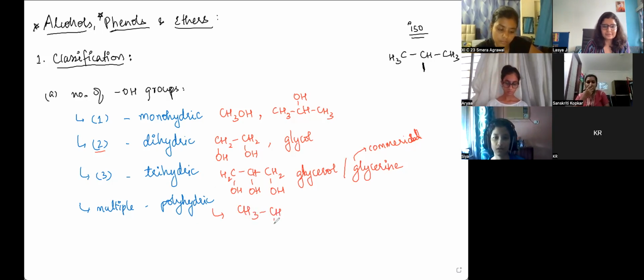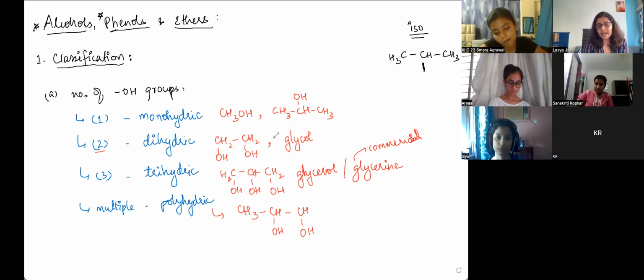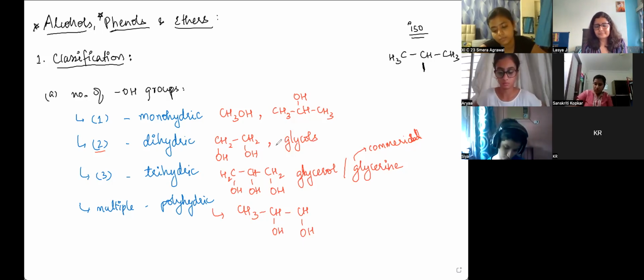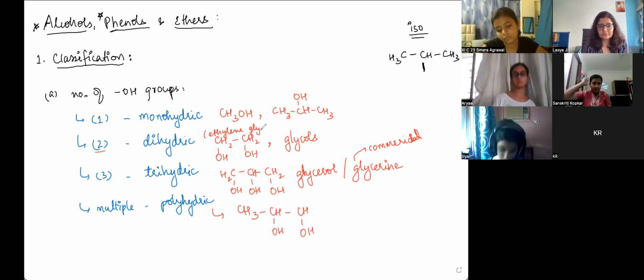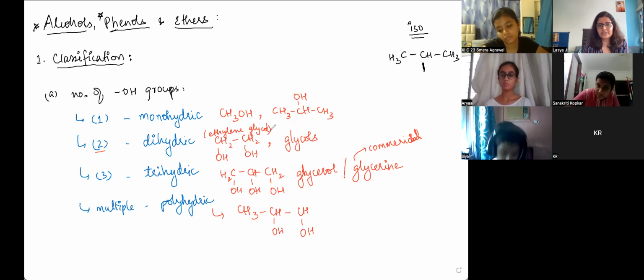So glycol, is it an example of dihydric or a name? Other name? So dihydric alcohols are usually called glycols. This particular one is ethylene glycol. So glycol tells you that there are 2 OH groups, and ethylene means a 2 carbon atom chain.